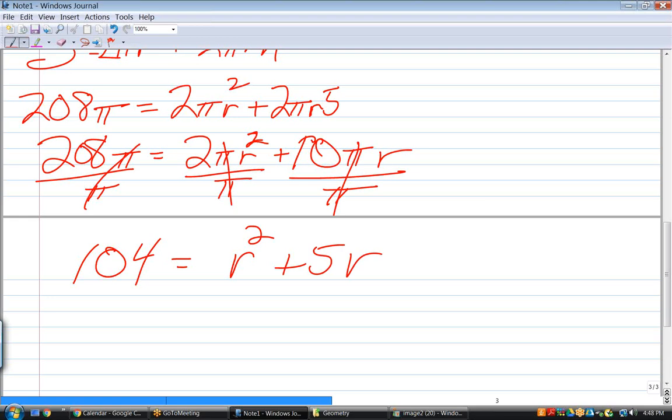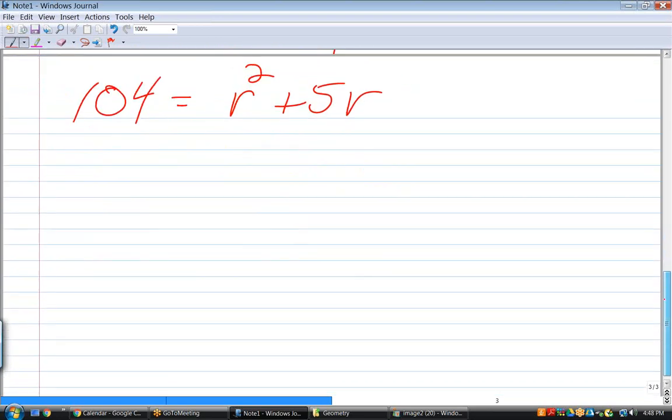Well, could you do any more dividing on any side? No, what are we looking at here? What is this called? It's called a quadratic. It's a quadratic because one of my variables is squared and the same variable is also in there not squared. So how do I solve a quadratic?